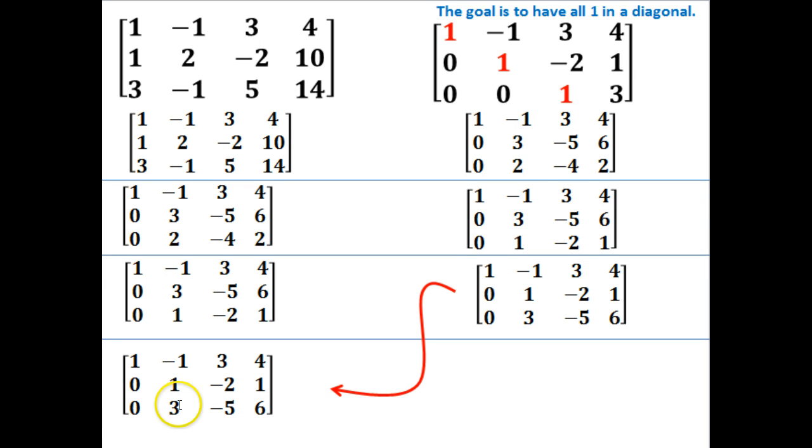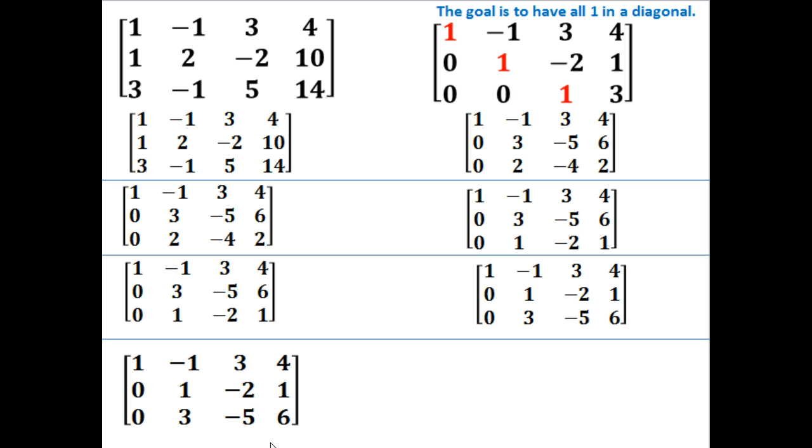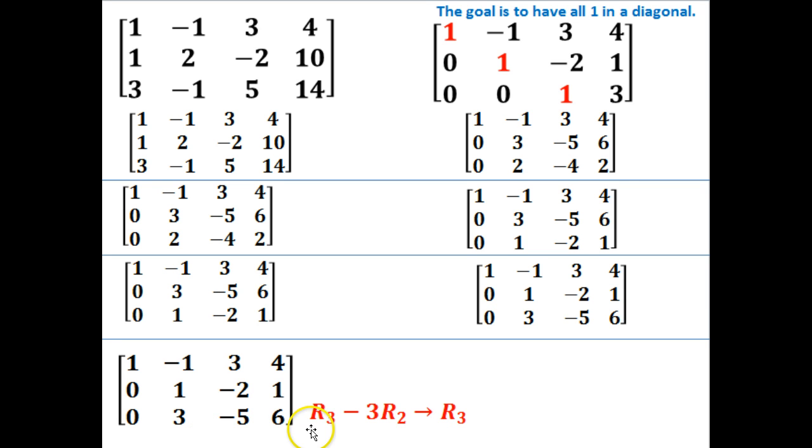I'm getting closer. I need to still have this one be a 0 and this one turn into a 1. So let's start working on those. The way that I will do that is I'm going to take this one right here. I'm going to take row 3 and then subtract 3 times row 2. And that will give me my new row 3.